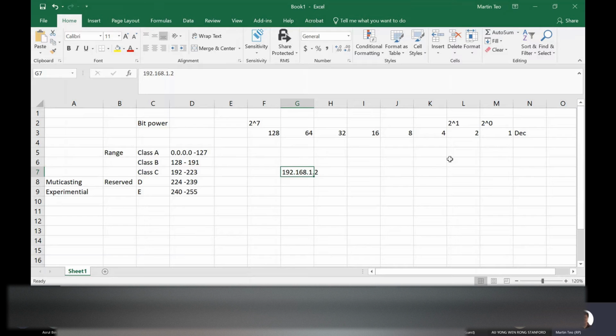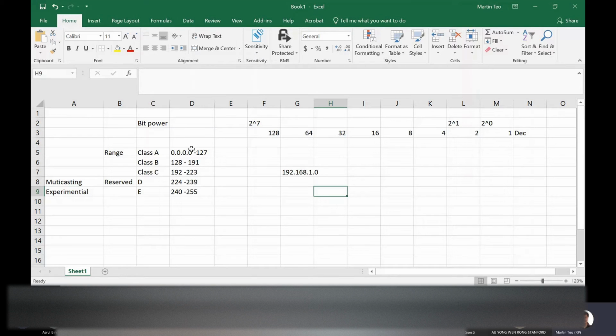Sometimes we have a small company, we set it up, and we are usually given an IP address from our ISP. Assume our network address is 192.168.1.0. Basically, this IP address is divided into what we call the network portion and the host portion. So what are the network portion and host portion?